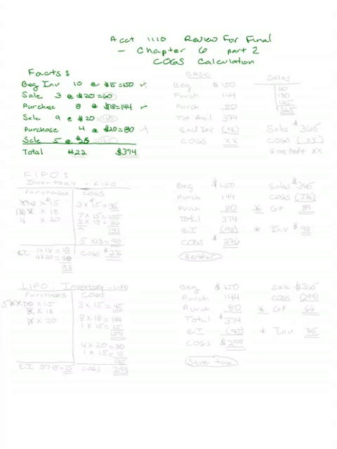Then we have another sell of 9 units at $20. That would make our sell be $180. But again, that's only useful for making the income statement. Then we have another purchase of 4 units at $20 each. And that's $80. The sell of 5 units at $25 equals $125.